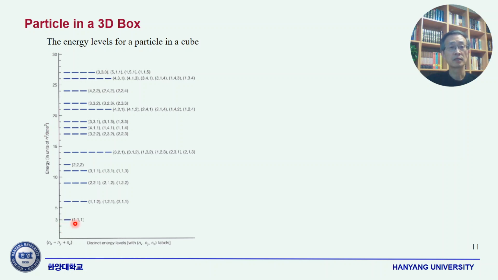And then the second lowest energy level is 112, which is 1 plus 1 plus 4, that is 6. Then 122, then 221 and 311, which is 9 plus 1 plus 1, 11. And if you have 222, in that case 4 plus 4 plus 4, 12. This is the way you can see the energy levels of this three-dimensional box.